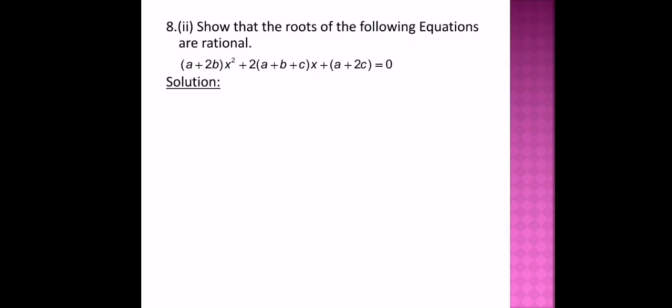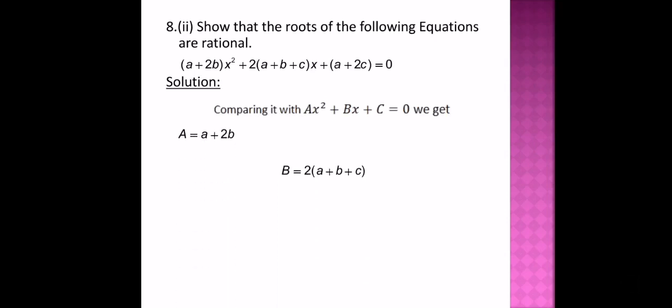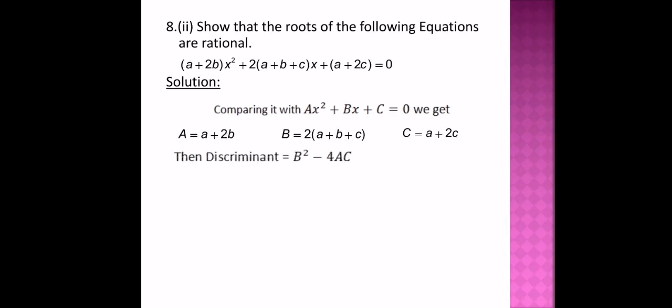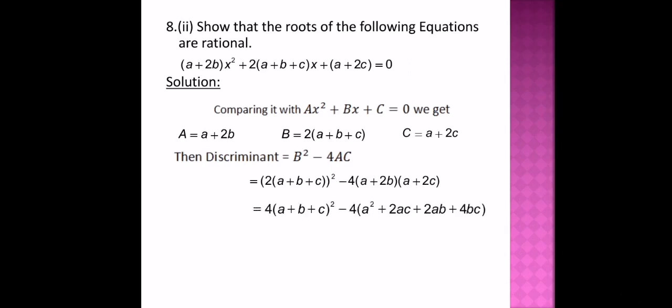So we start with the comparison and get the value of a, b and c, and after putting these values in the formula for the discriminant, that is b square minus 4ac, we get 2 into a plus b plus c whole square minus 4 into a plus 2b into a plus 2c. After further expansion, we get 4 into a plus b plus c whole square minus 4 into a square plus 2ac plus 2ab plus 4bc.